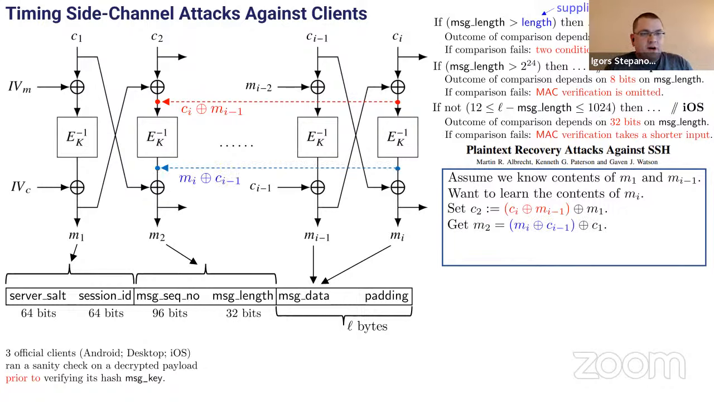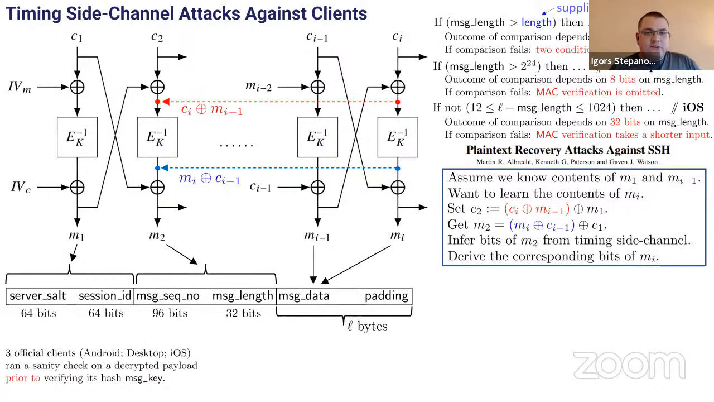And we observe that at the output of the second decryption, we get M_i XOR C_{i-1}, the same as at the blue dots here and here. So in the result, we get M2 equals this blue thing XOR C1. Now, the side channel attacks that I just explained allow us to infer some bits of M2. We also know C1 and C_{i-1}, so we can learn the bits of M_i, again in a similar way to the paper from 2009.